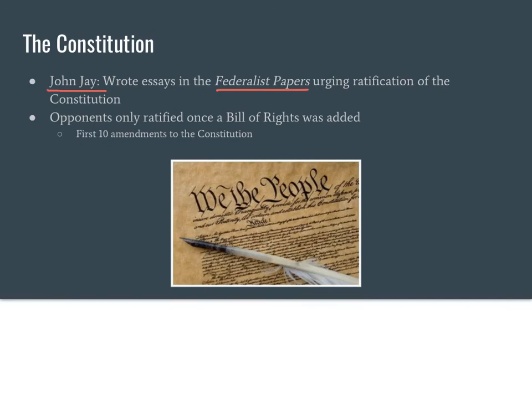And so in order to come to a consensus, the Bill of Rights was created, which is the first 10 amendments to the Constitution, which protects citizens' rights. It's a lot of protections against government intrusion, and so in order to get the Constitution passed, they put these rights in as the first 10 amendments.